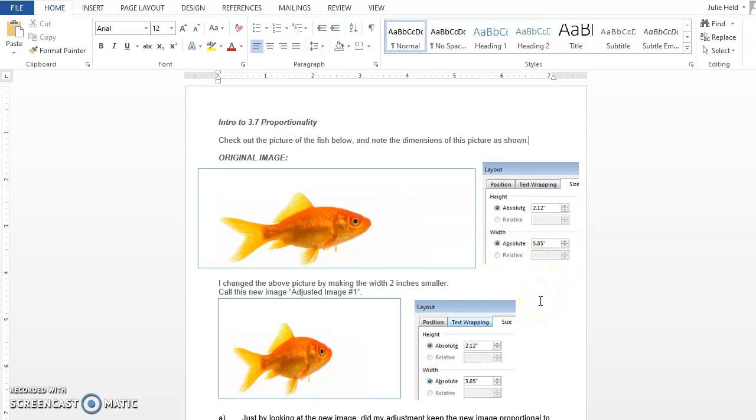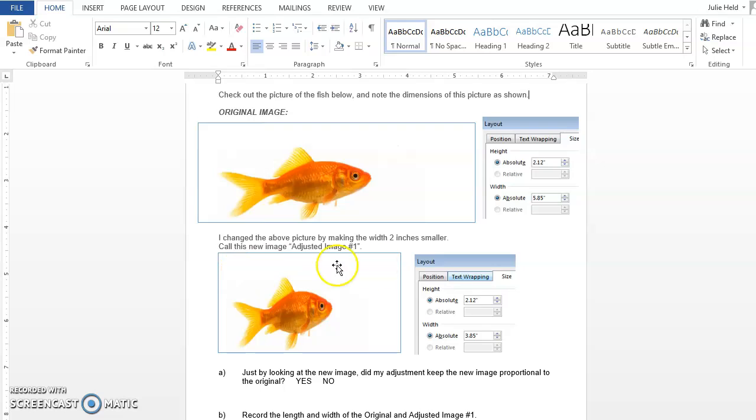Now I'm going to modify it. You can see that I've already modified the picture by doing what it says right here. I changed the picture by making the width 2 inches smaller. I can actually do that with the layout commands. Notice it went from 5.85 to 3.85.